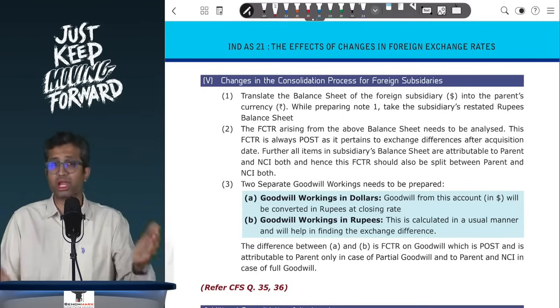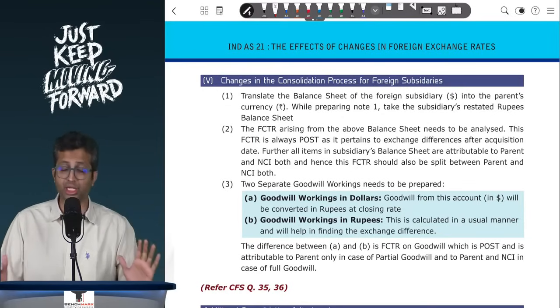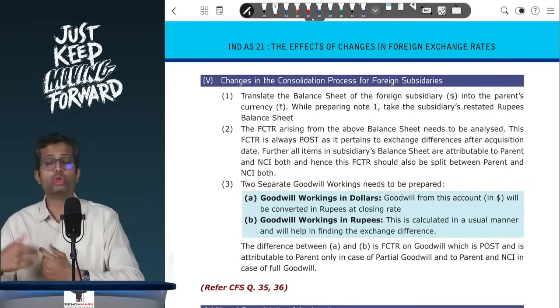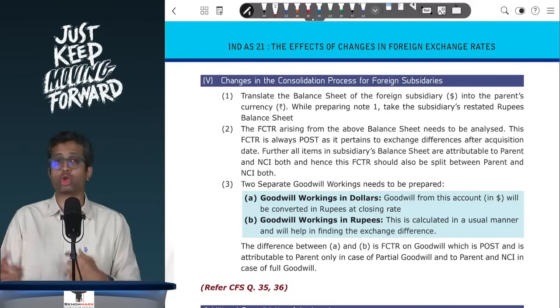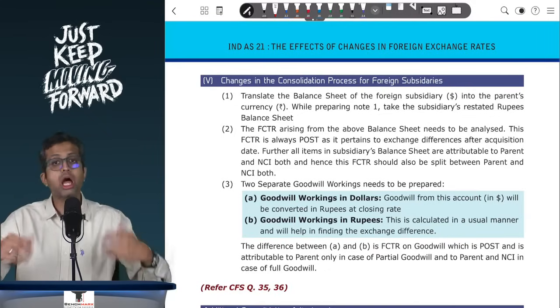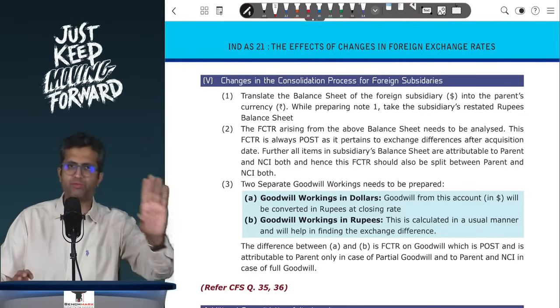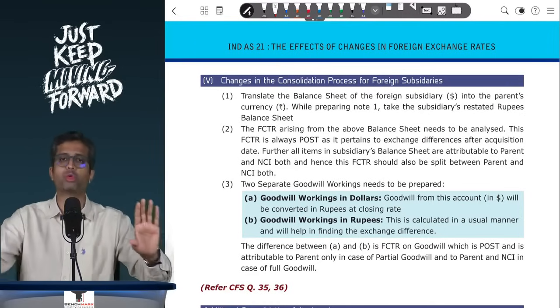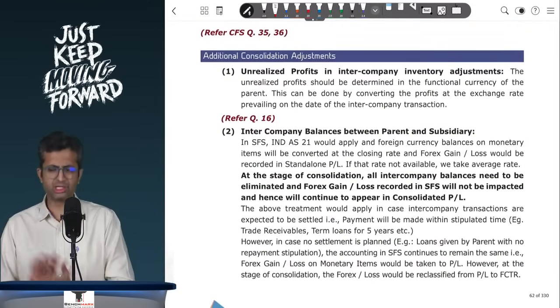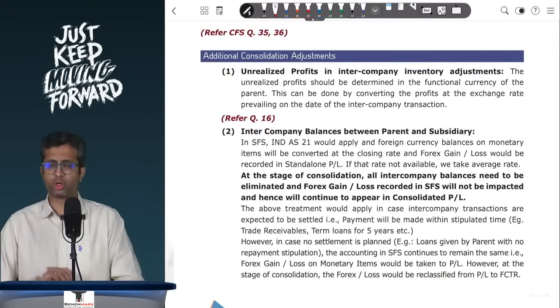Again, this is on assets and liabilities of the subsidiary which belongs to parent and NCI both, and hence will be attributable to parent and NCI both. However, when you look at foreign currency gain or loss on goodwill, this foreign currency gain or loss on goodwill will be attributable to parent only if it is partial goodwill method, will be attributable to parent and NCI both if it is a full goodwill method. So that is regarding consolidation.